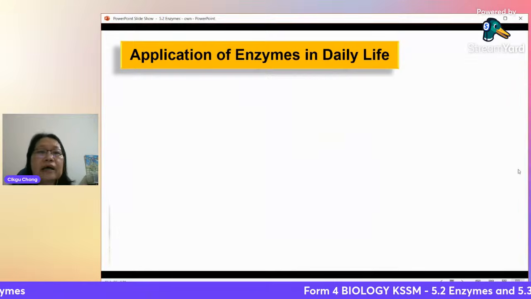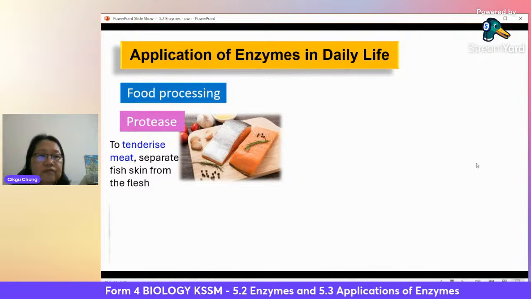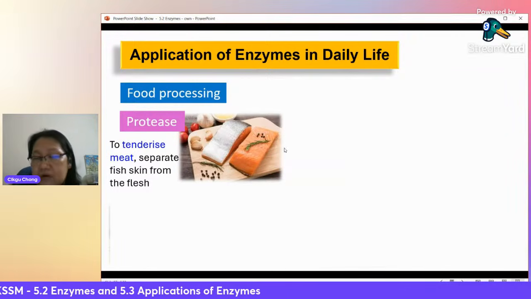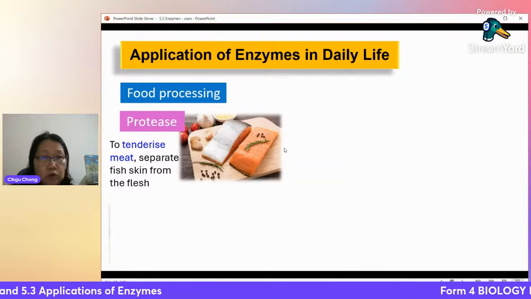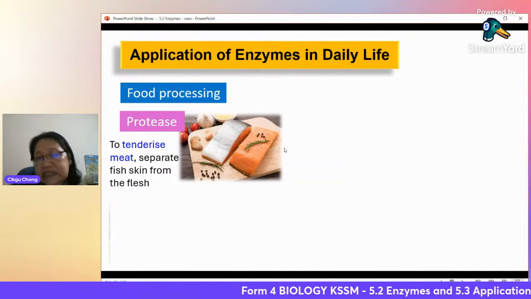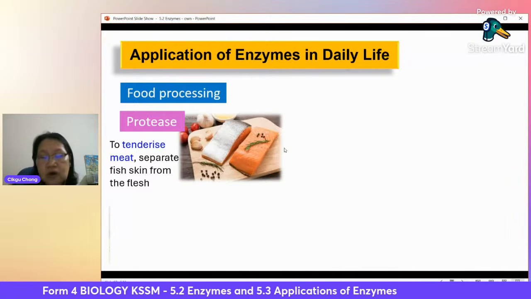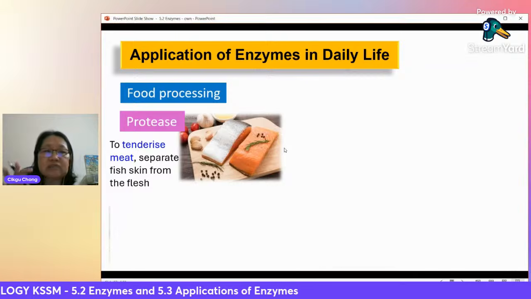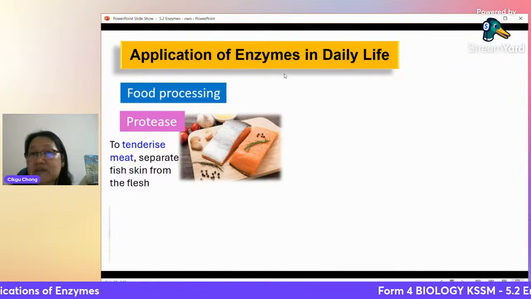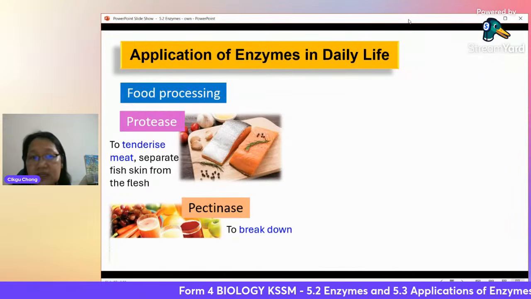A bit slower. Okay, food processing. Protease, you see all these fish without the skin. The skin is stuck quite tightly to the meat. If you cook it, then it can be separated. But if you don't cook it, it's very difficult to separate unless you slice it. Okay, you want to peel off the skin, it's very difficult to peel off. So it's to separate the fish skin from the flesh. And also we use protease to tenderize the meat, especially beef and mutton, which can be quite tough. Okay, quite tough to eat, a bit hard to chew. So you can soften it.